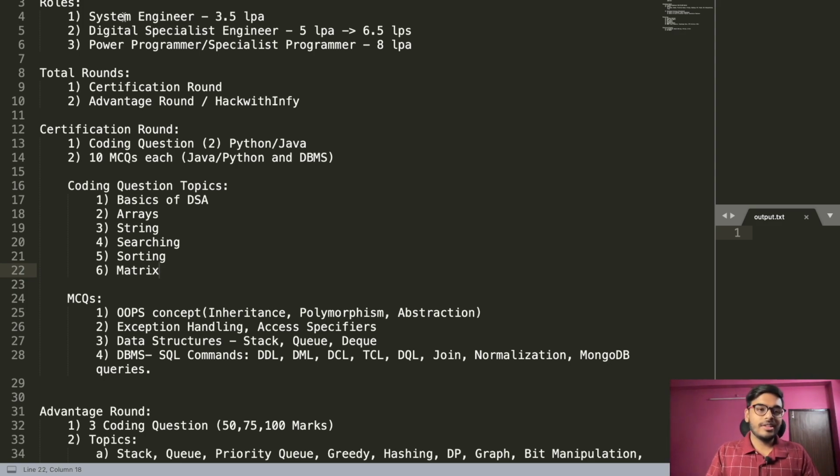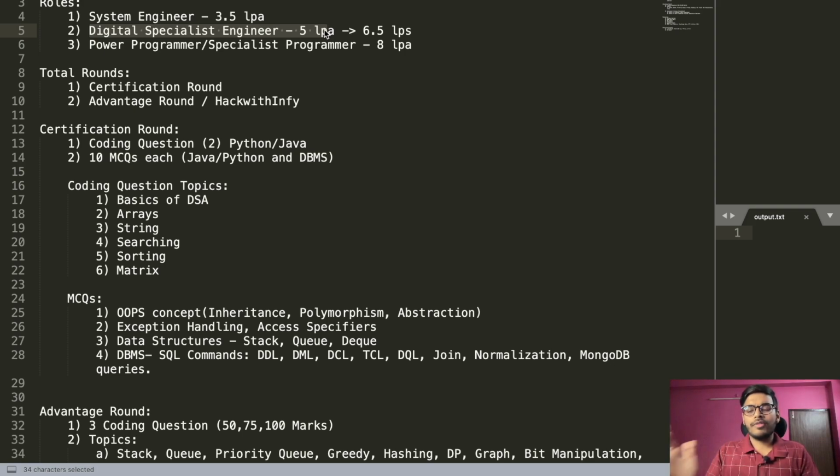As you all know, there are 3 roles in Infytq. Infosys offers 3 roles. First, the system engineer, whose package is around 3.5 lakhs. Second is the digital specialist engineer, whose package is 5 lakhs. But currently they have raised it to 6.5.